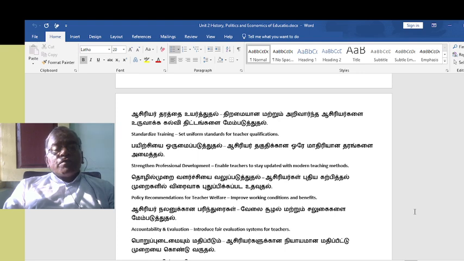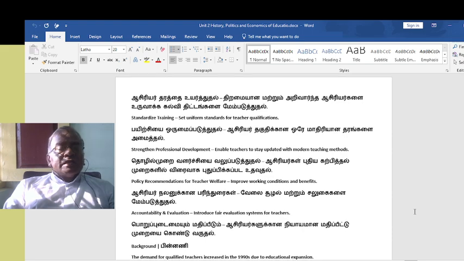Then strengthening professional development, enabling teachers to stay updated with the modern teaching methods.